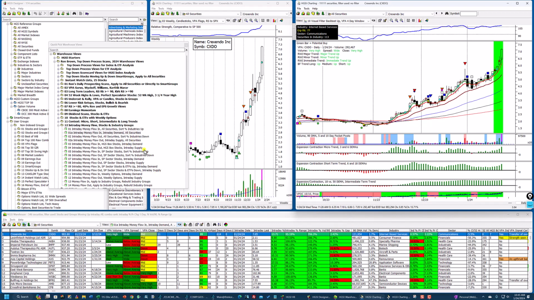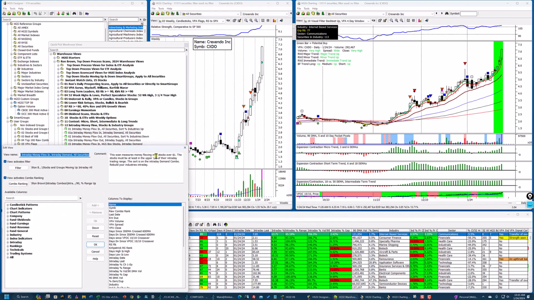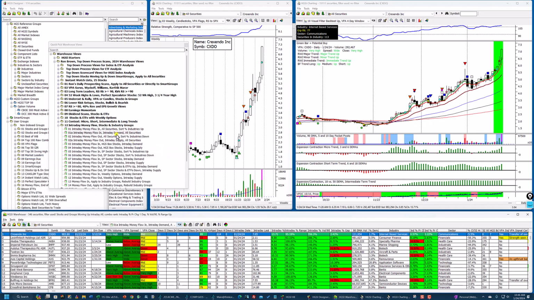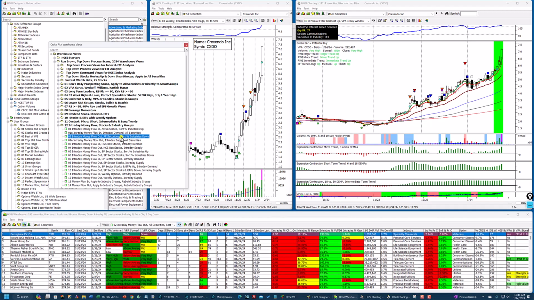Now I'm going to quickly go through these. As you can see, I have put comments in all of these money flow. I'm just going to go down here, these are industries down, sorted on the industry. These are stocks down as of today.